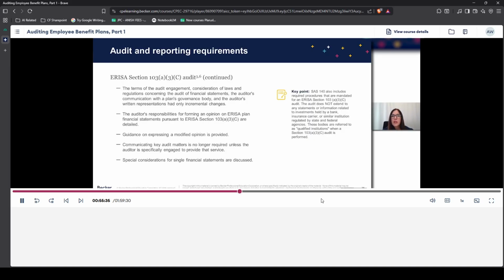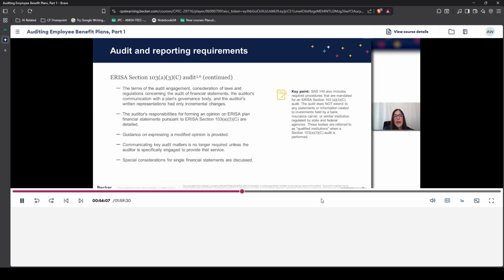This is different than historically what we have reported on when it comes to our EBP audits. Historically, we had what was called full scope and limited scope audits. And just as a brief reminder, the ERISA Section 103(a)(3)(C) audit is essentially the same thing as what we referred to in the past as a limited scope. The big difference is that now under an ERISA Section 103(a)(3)(C), we are issuing an opinion.